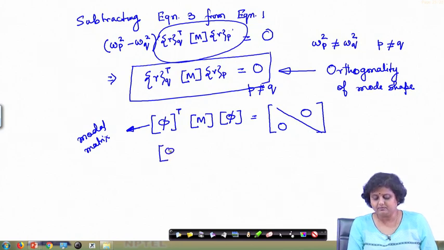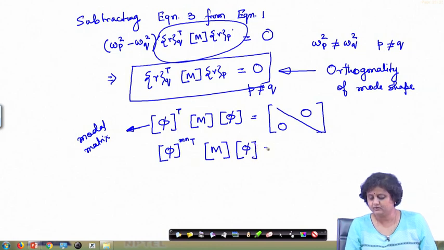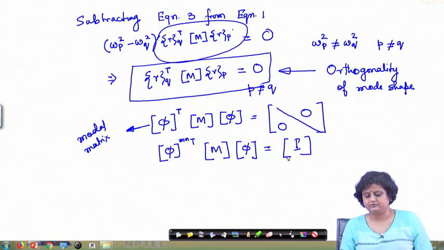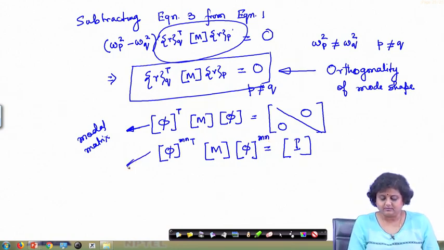If phi is mass normalized, then this expression is going to be equal to an identity matrix. Okay. So, this is mass normalized modal matrix. What is mass normalized?